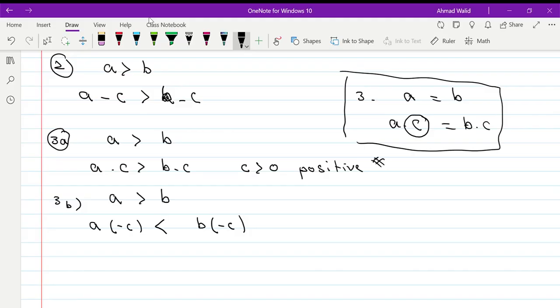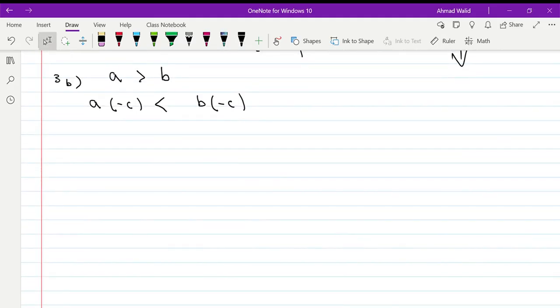With equations, we don't have this rule. It doesn't matter if you multiply both sides of an equation with a negative number or positive number, it will still be the same. But with inequalities, be careful with this. Correct? Rule number 4, or let's call it 4a.